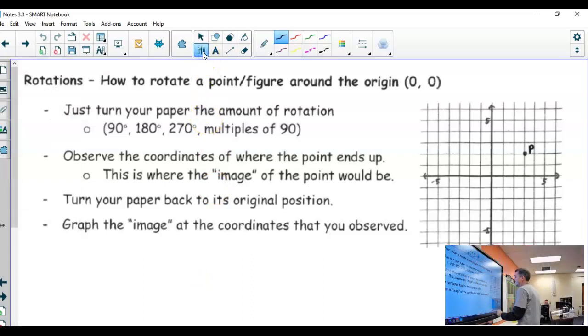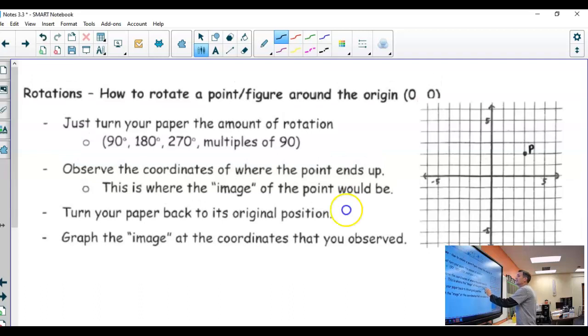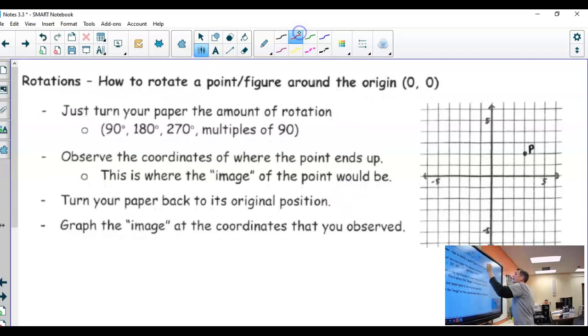And I believe that we just found out, when we turned our paper, that the point was at the point 2, -3.